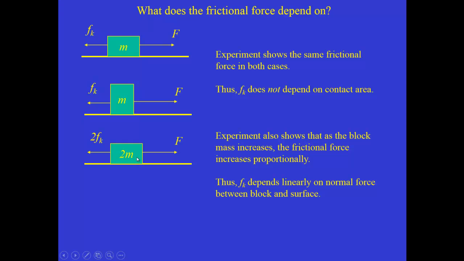So F sub k depends linearly on the mass, and the reason for that is it depends on the normal force between the block and the surface. And in this simple case, if we were to draw a complete free body diagram for the block, we would see that the normal force upward and the weight downward are the only vertical forces, and they have to be equal to each other in magnitude. So what we find is that if the normal force doubles, then the frictional force doubles as well.